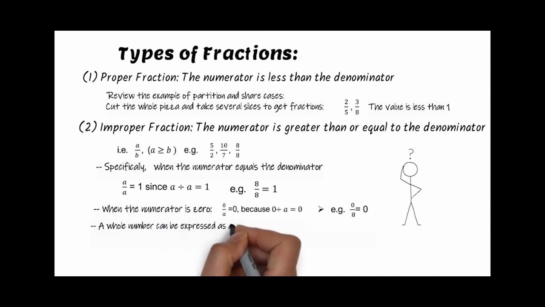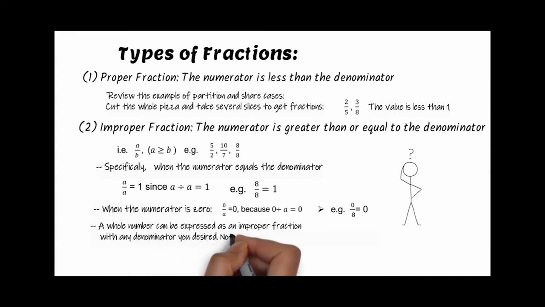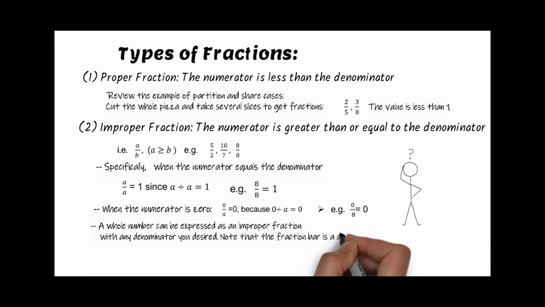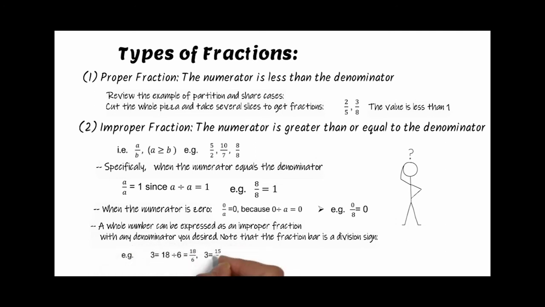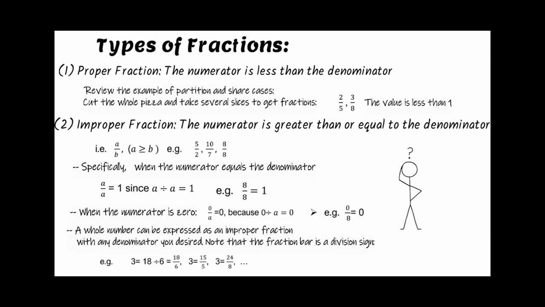So a whole number can be expressed as an improper fraction, where the denominator can be anything that you desire. And keep in mind that the fraction bar is a division sign. Okay? So if you understood that, then any whole number can be represented as an improper fraction. For example, the number 3 equals 18 divided by 6, and it can be written as 18 over 6. Or it can also be written as 15 over 5, or 24 over 8. So all of these are improper fractions, and the result is all equal to 3.